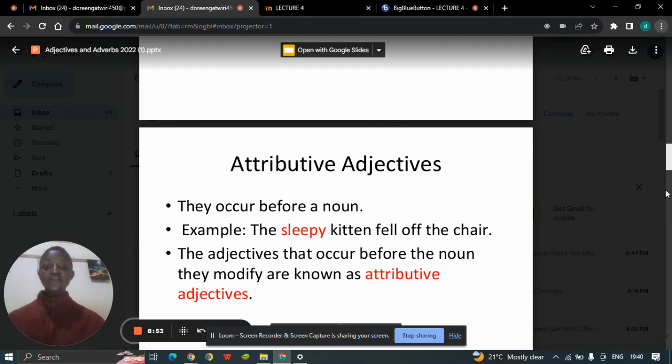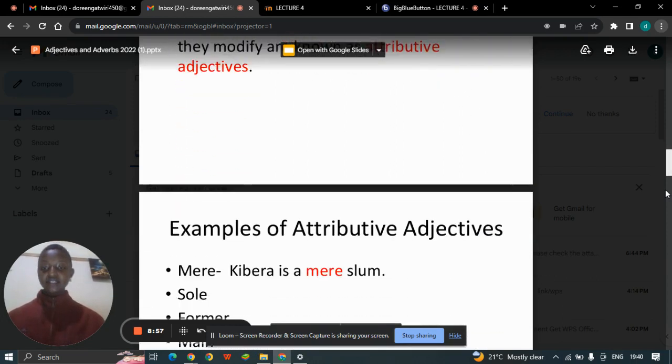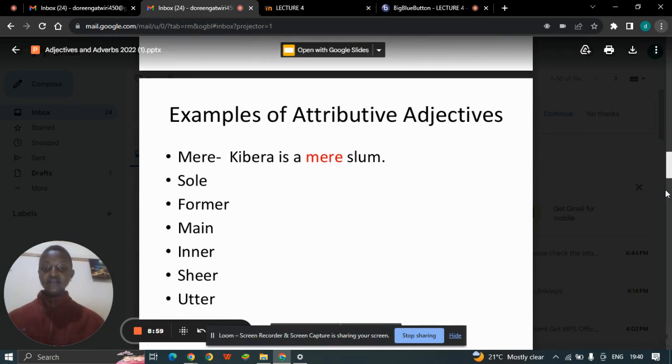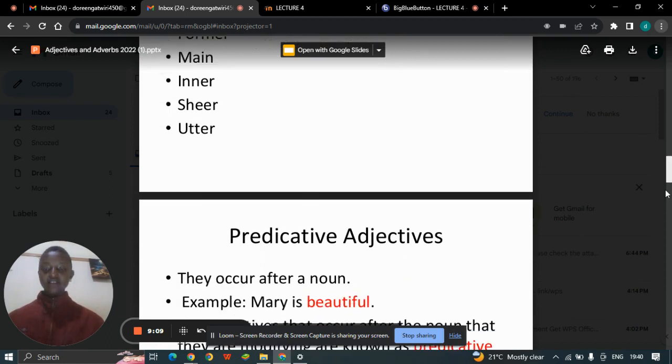The adjectives that occur before a noun, you have talked about that. So, example in a sentence, we have mere. Example: Kibra is a mere slum. Use other examples like sole, former, main, inner, sheer, utter to come up with your own examples in a sentence. Let's move away from the attributive.